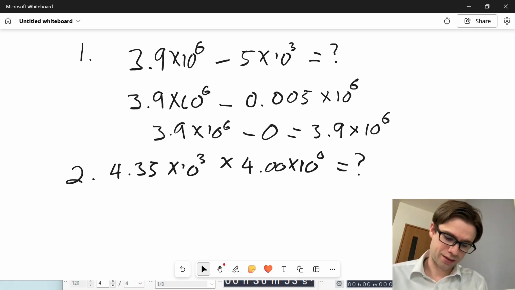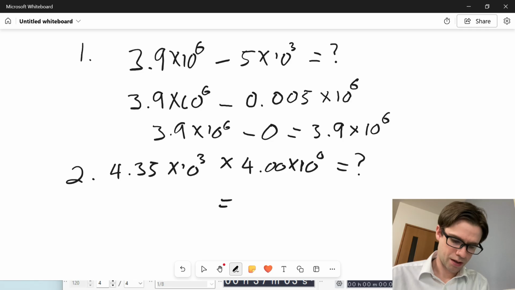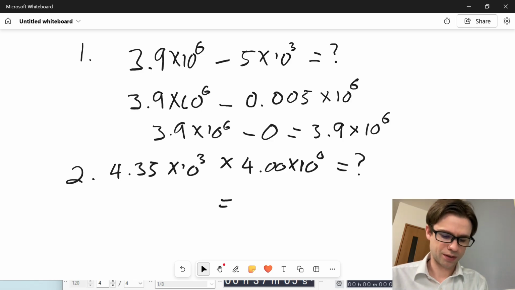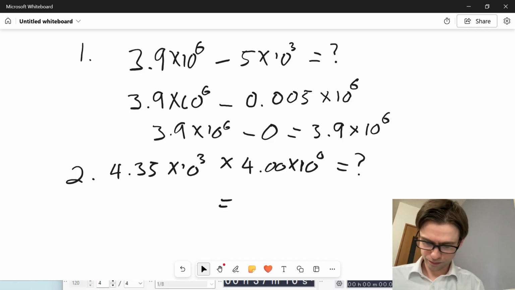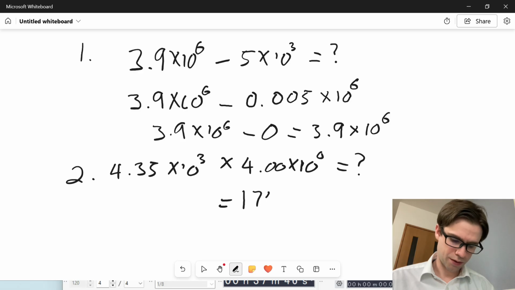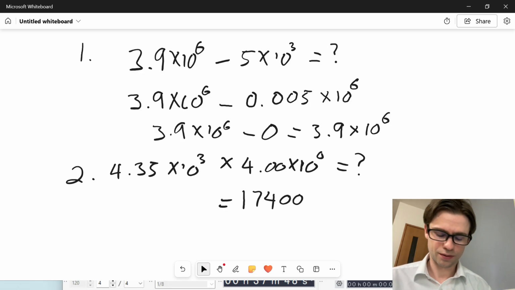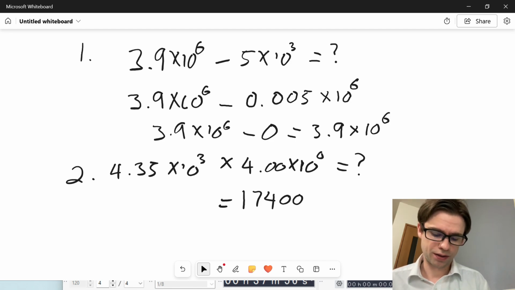So the answer to this: 10 to the power of 0 is 1. That's going to be multiplied by 4. So we're just going to have 4.00 times 4.35 times 10 to the 3, which is 17,400. That's the number that your calculator spits out, but you need to consider how to write this with the proper number of significant figures.